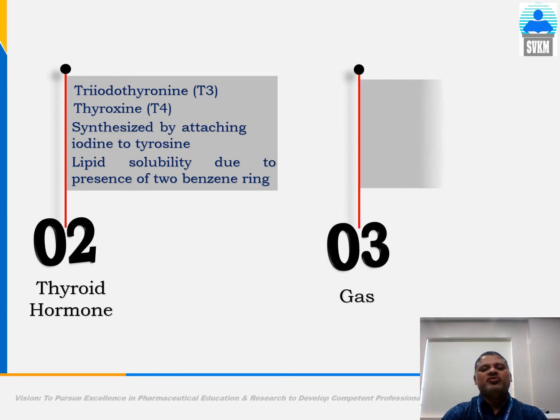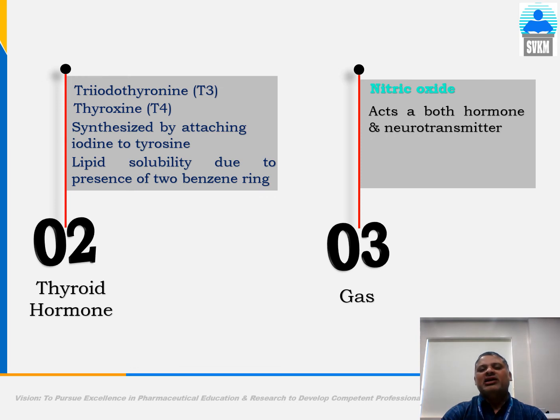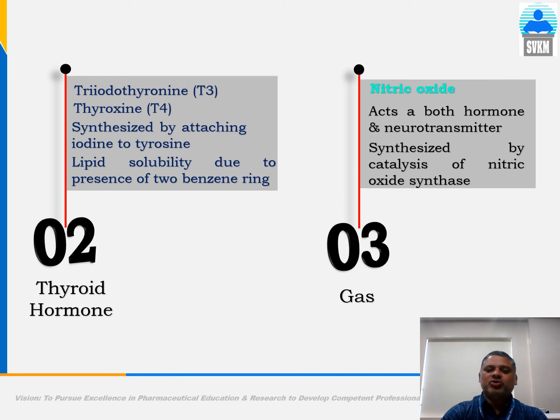The third classification of the lipid soluble hormones is the gas. An example is nitric oxide, and this nitric oxide acts as both a hormone as well as a neurotransmitter, and it is synthesized by the catalysis of the nitric oxide synthase enzyme.